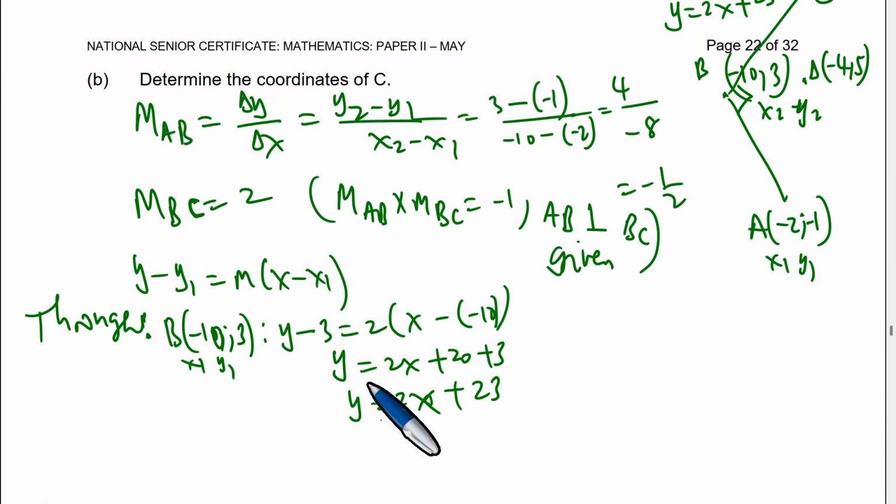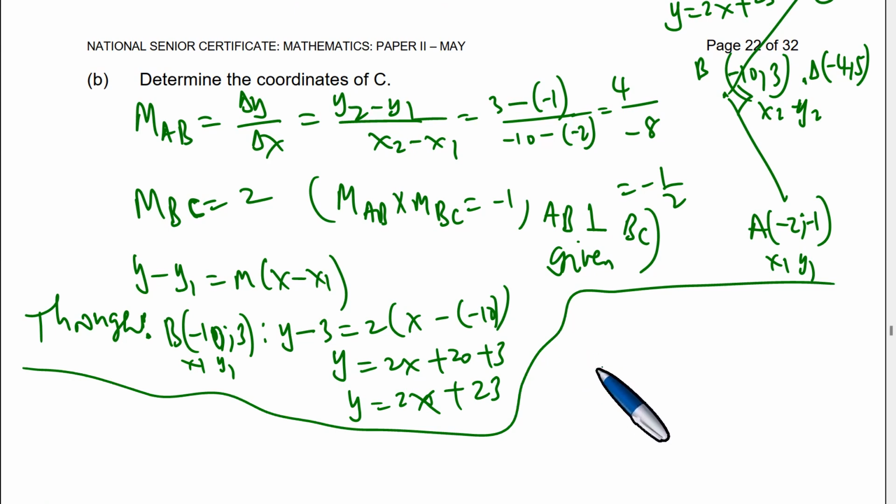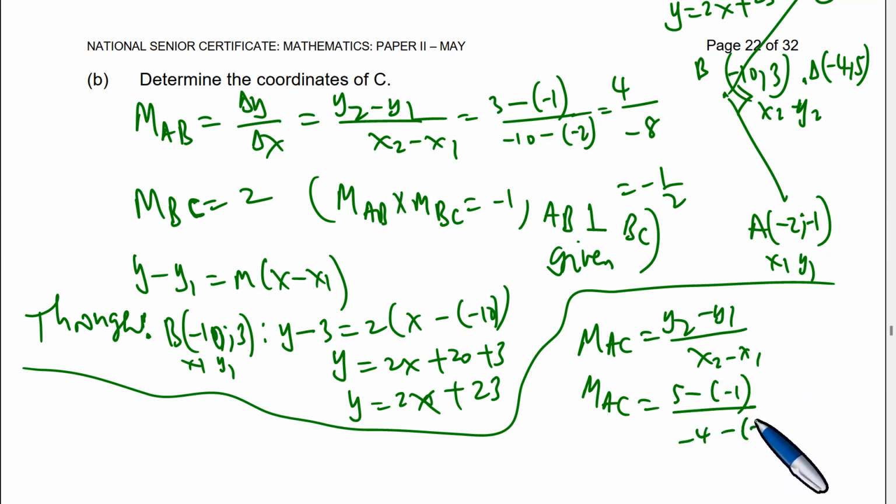Okay, if you look at the gradient of AC, it is y2 minus y1 over x2 minus x1. That is the gradient of AC. Right, so this will be x2, y2. What is y2? Y2 is going to be 5. Y1 is -1. Goodness me. X2 is -4. X1 is -2. And the answer is what? It is 6 out of -2, and this is -3.